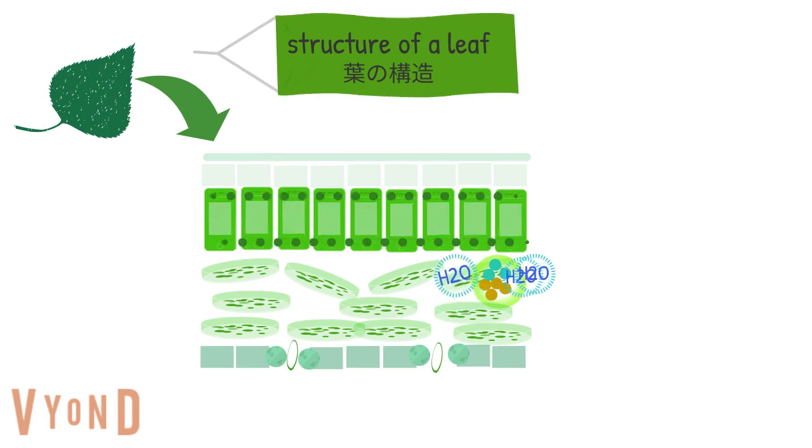To reduce this water loss, the leaf has a waxy cuticle on top, which is basically a thin waterproof layer of lipids that the water can't get through.